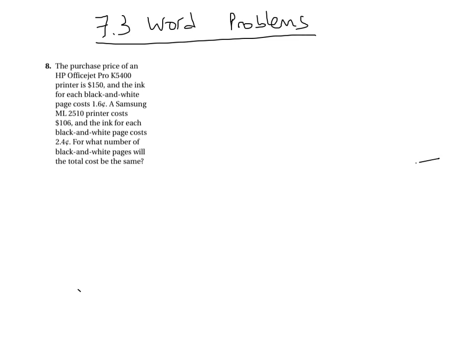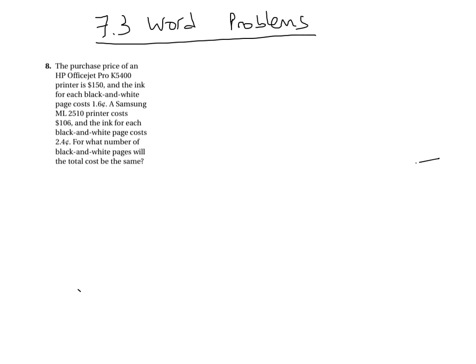So the example here says the purchase price of a HP OfficeJet Pro printer is $150, and the ink for each black and white page costs 1.6 cents. A Samsung printer costs $106, but the ink for each page costs 2.4 cents. So for what number of black and white pages will the total cost be the same? So here's what we're going to do.